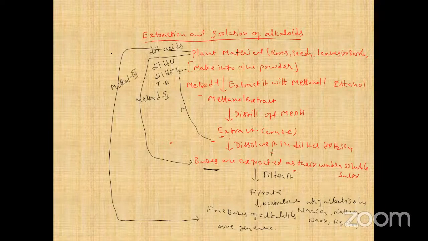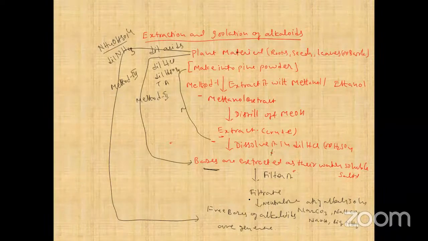In that, you need to add dilute ammonia, also called ammonium hydroxide solution. You can add ammonium hydroxide solution and stir it at room temperature. The free bases of alkaloids are soluble in the ammonia solution. This ammonia solution will be extracted with an organic solvent, and you can separate them as separate compounds. Okay, this is the extraction method.